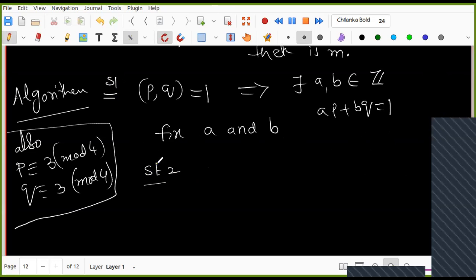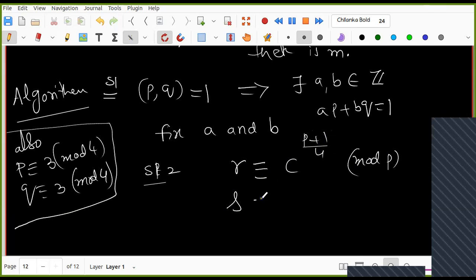So step 2, what we will compute? We'll compute R congruent to C power (P plus 1) by 4 modulo P. Since P is congruent to 3 modulo 4, P plus 1 is divisible by 4. So I compute the R value, because C we know. Then we'll compute S. It is also similar to that, mod Q. So no problems. Very easy to remember.